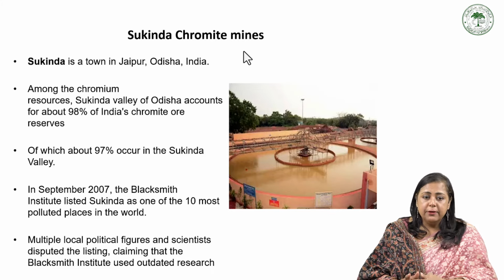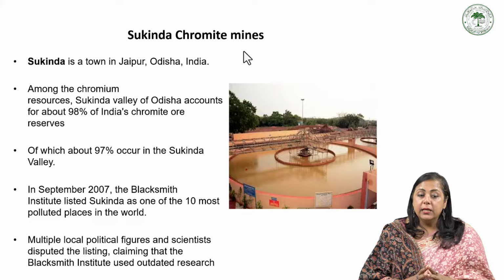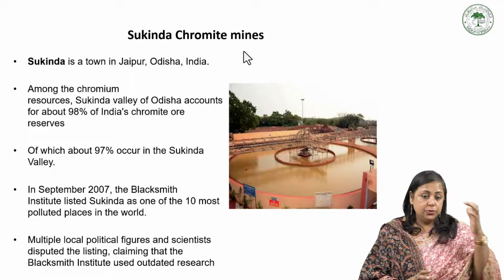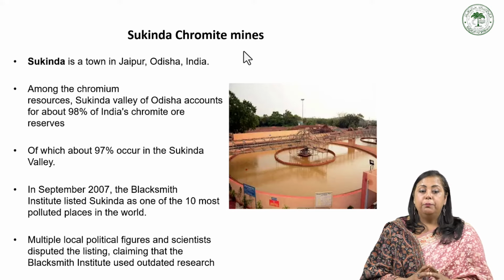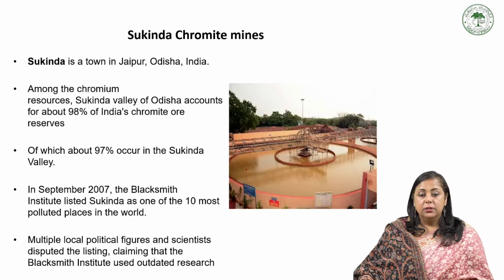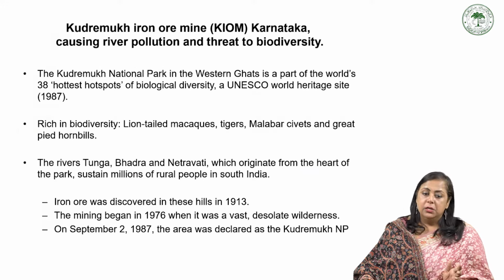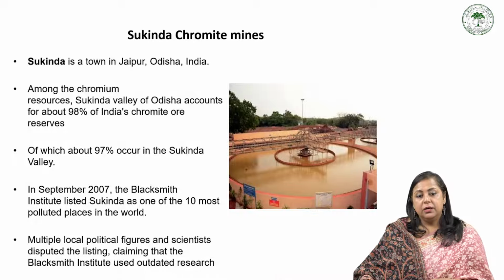In September 2007, the Blacksmith Institute listed Sukinda as one of the 10 most polluted places in the world. Blacksmith is the institute which actually declared that this is one of the 10 most polluted places in the world. Multiple local political figures and scientists disputed the listing, claiming that the Blacksmith Institute used outdated research. This is what they said. But because of the pollution, water pollution, people are suffering. We can see the color of the water.